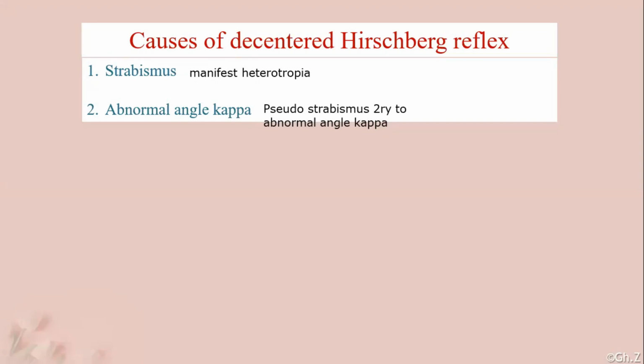I'm going to erase all this writing right now, but at least you got the message of the additional points regarding strabismus. It should be manifest, like heterotropia, and we have to say abnormal angle kappa causing pseudostrabismus. But pseudostrabismus as a word is not enough, because we have other causes for pseudostrabismus with a centered Hirschberg reflex, like epicanthus, or a large interpupillary distance giving a pseudo-exotropia, for example. Okay?